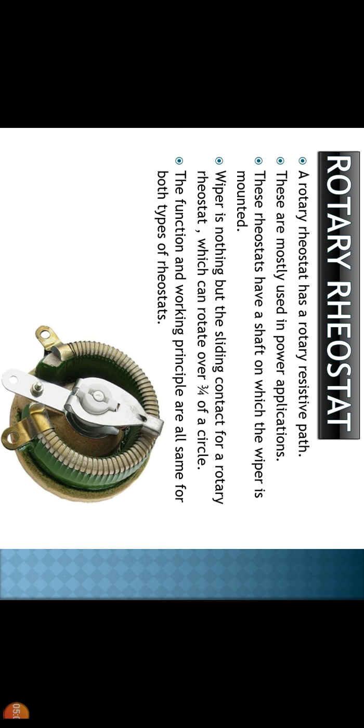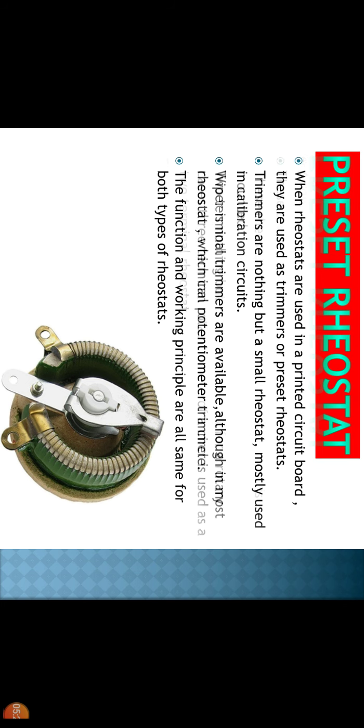These rheostats have a shaft, a hollow space you can see there, and the wiper is mounted on it. This steel wiper is mounted on it. The wiper is nothing but the sliding contact for the rotary rheostat, as we have studied in construction. It can rotate over 3/4 of a circle, that is 240 degrees. The function and working principle are the same for both types of rheostat, that is based on Ohm's law.